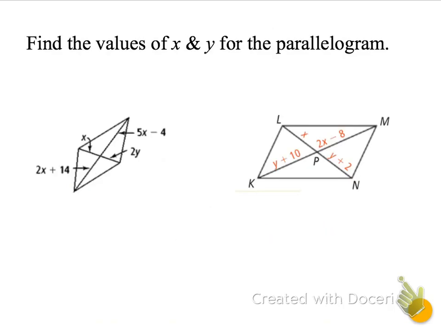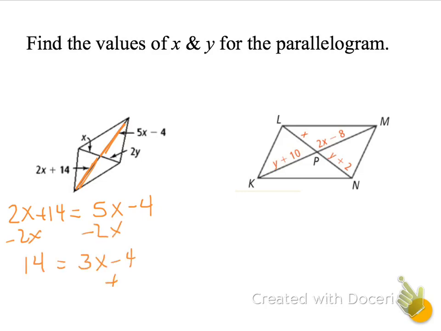So to solve one of these, this should be congruent to this, as well as this being congruent to this. So I'm going to pick the one that only has the two variables so I can figure it out. So these should be congruent, which means they are the same, which means I could set them equal to each other. So 2x plus 14 equals 5x minus 4. Let's go ahead and solve. We got to add 4 to both sides, so I have 18 equals 3x, divide by 3, so x equals 6.